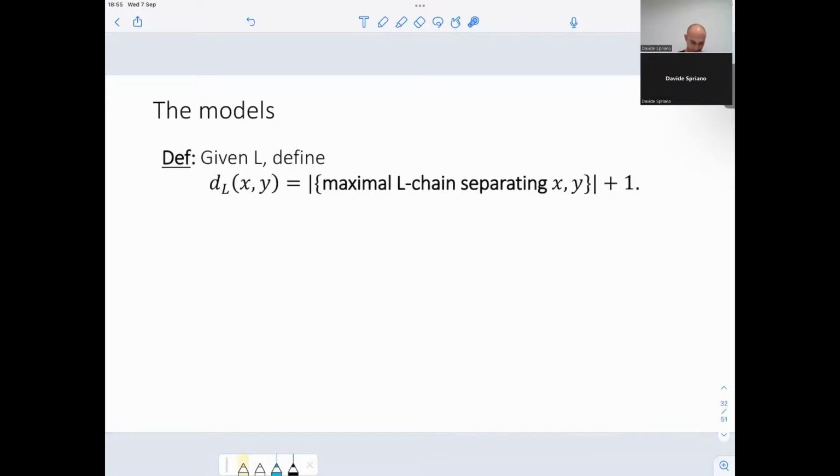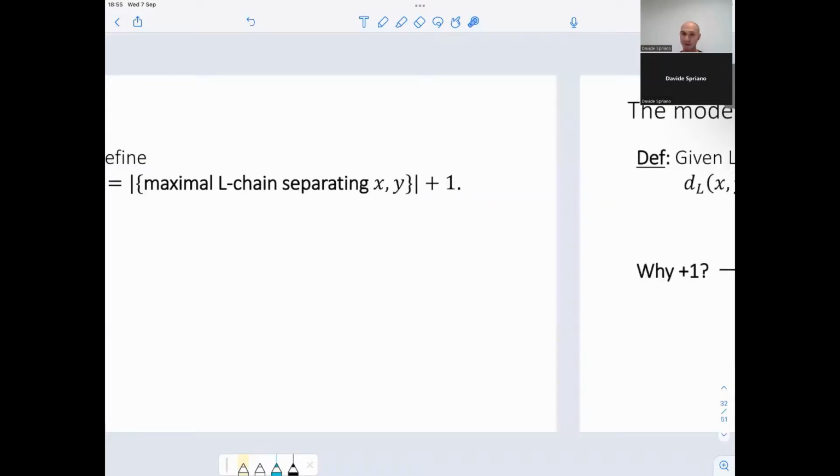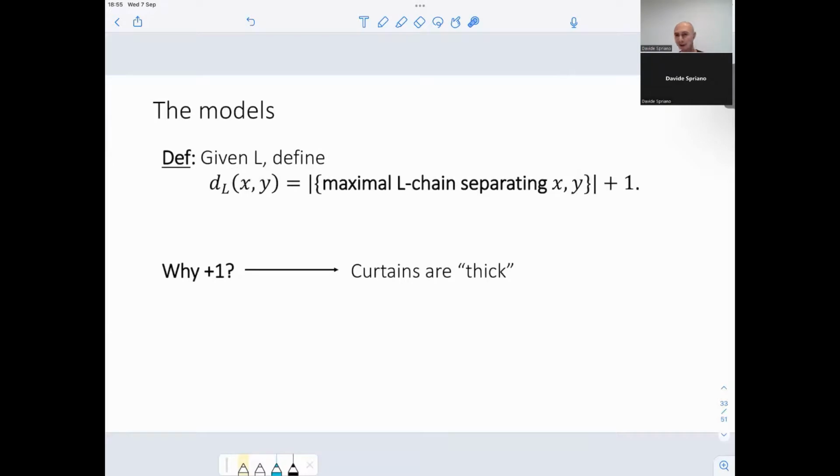Okay? And so we use this notion to define a distance. Fix L, and we define a new distance d_L between different points x and y. If they are the same point, we put it to be 0. Otherwise, it is the size of the maximal L-separated chain separating x from y, plus 1. So first question is, why plus 1? Well, this is just essentially because the curtains are thick.